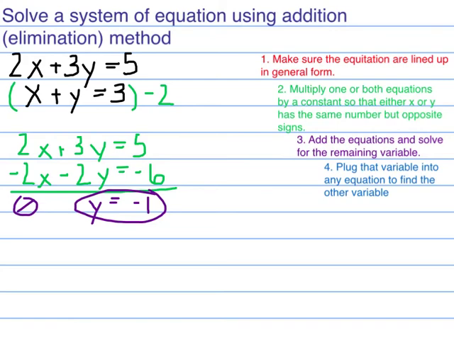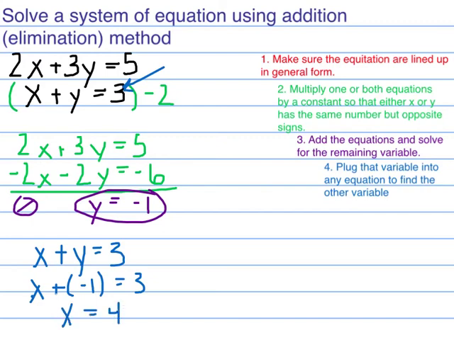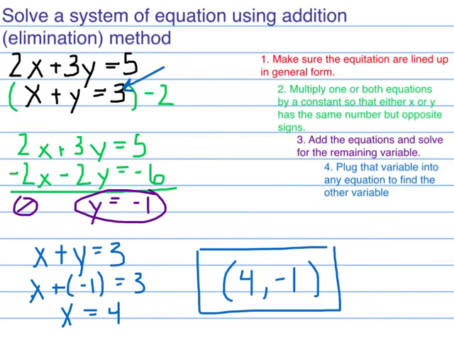So the last step then will be to plug this variable into any equation to find the other variable. So I have here that, and I can use this equation or this equation. I can actually even use this equation that was altered. You can use any equation as long as there's an x and a y in it still. So I'm going to use this x plus y equals 3 from right here. And I'm going to plug y in, so I get x plus -1 equals 3. So x minus 1 equals 3. I'm going to add the 1, and I get x equals 4. That means that the solution to my system of equations is (4, -1). And there's the solution. We are done.